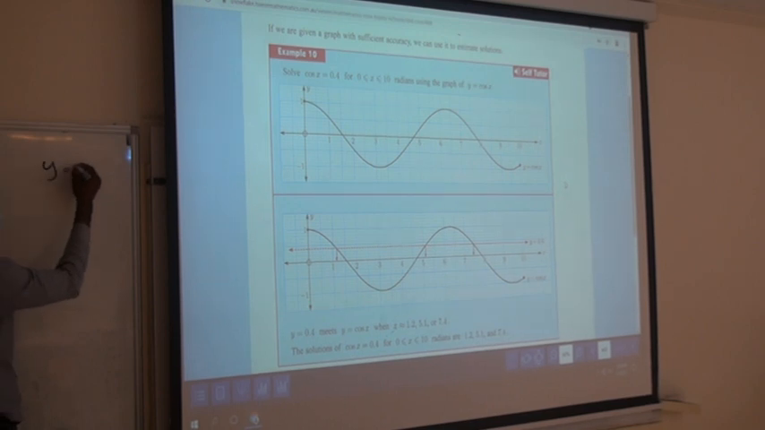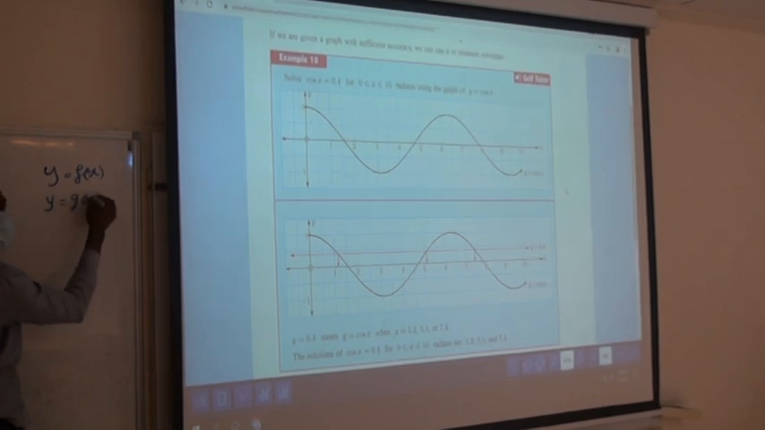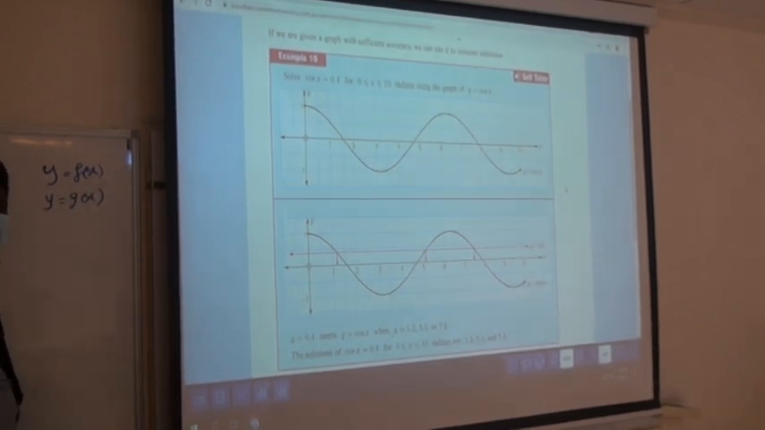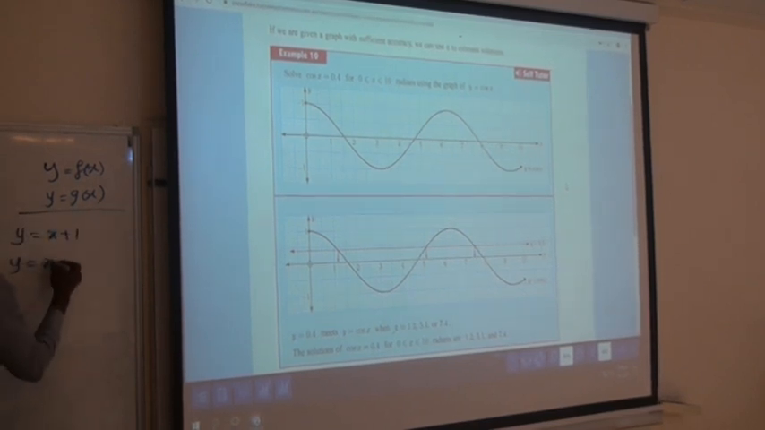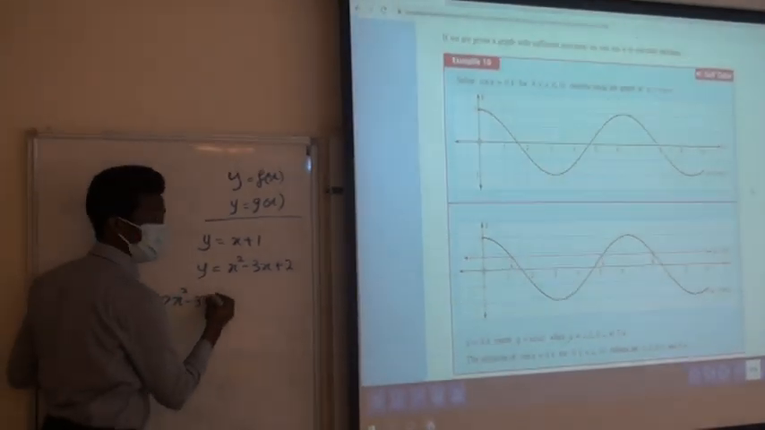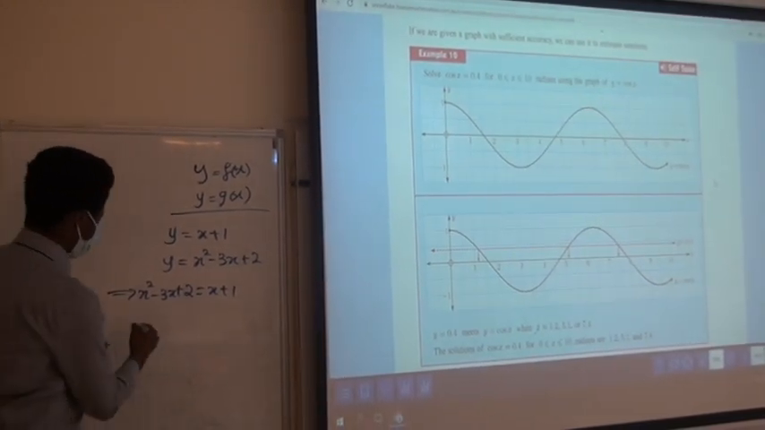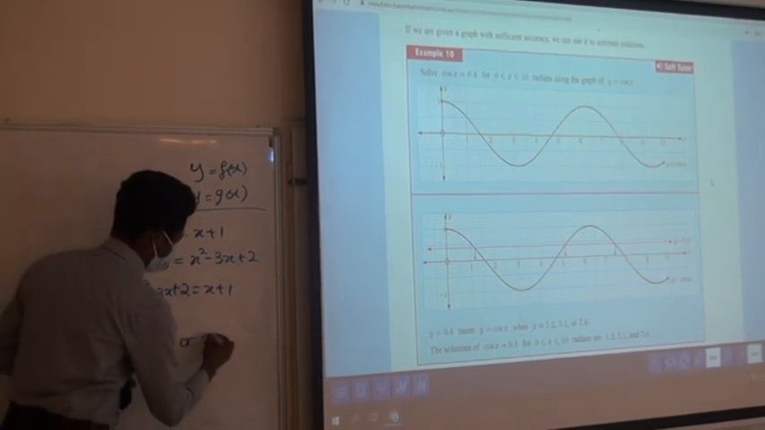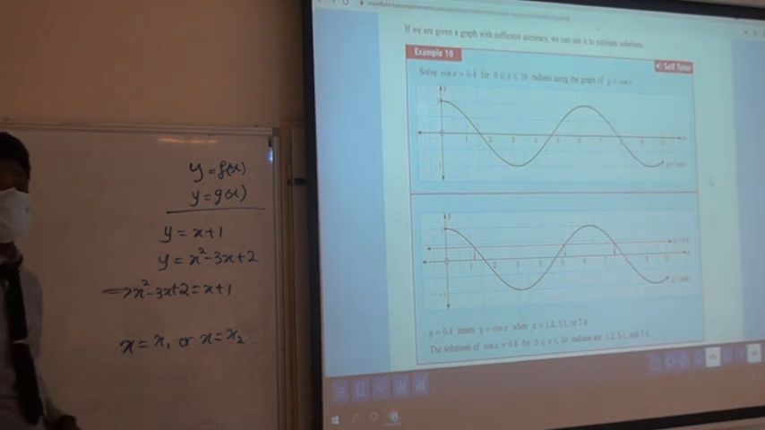If I say solve y equals f of x and y equals g of x simultaneously. For example, y equals x plus 1 and y equals x squared minus 3x plus 2 simultaneously. You equate them together, right? Yes. So you do what? x squared minus 3x plus 2 equals to? Then you solve. You're going to end up getting x equals x1, x equals x2, two values of x, right? Then you substitute these two values of x here to get two values of y.